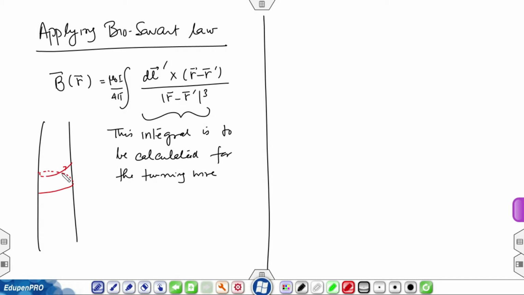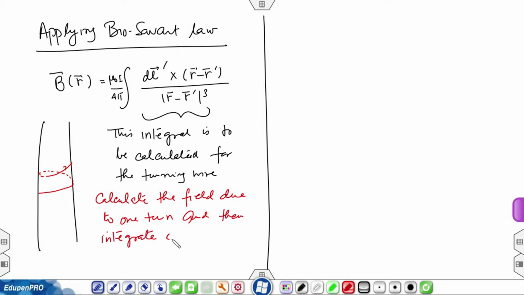So, what I will do is calculate the field due to one turn, and then integrate over all turns, which basically means integrate over z or z prime. I'll tell you what it is.